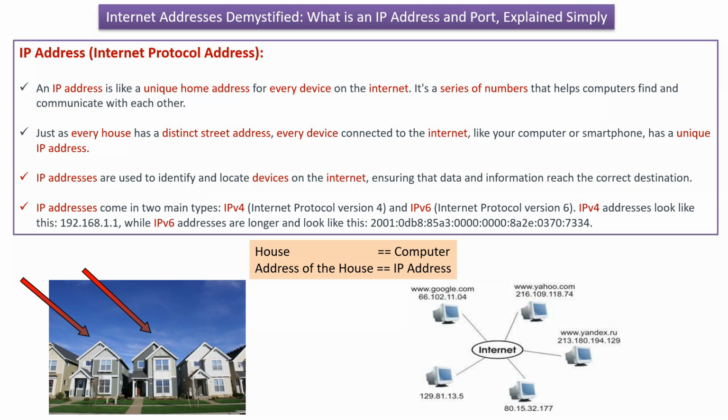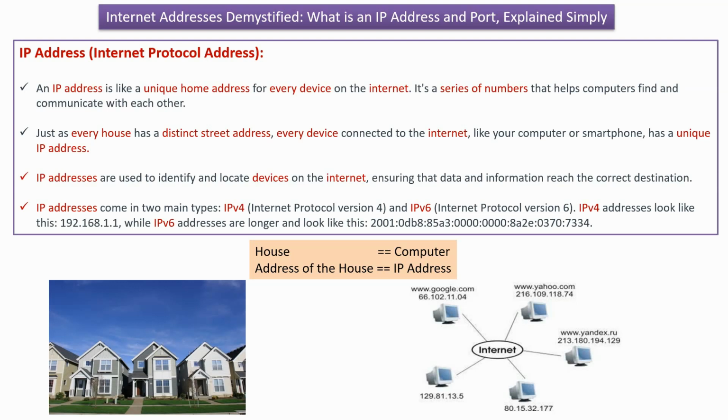Just as every house has a distinct street address, every device connected to the internet, like your computer or smartphone, has a unique IP address. IP addresses are used to identify and locate the devices on the internet. And IP addresses ensure the data and the information reach the correct destination.